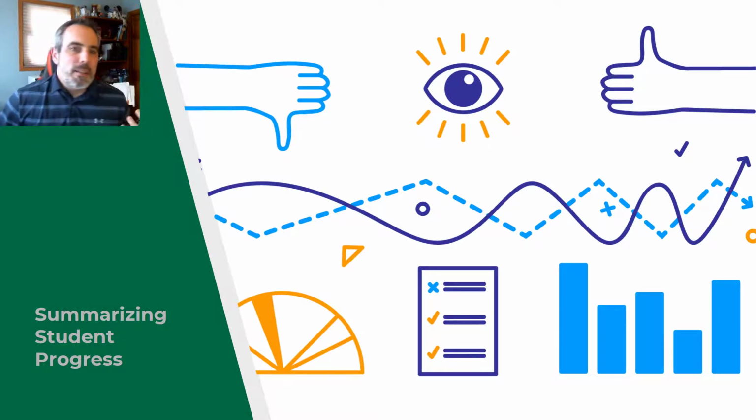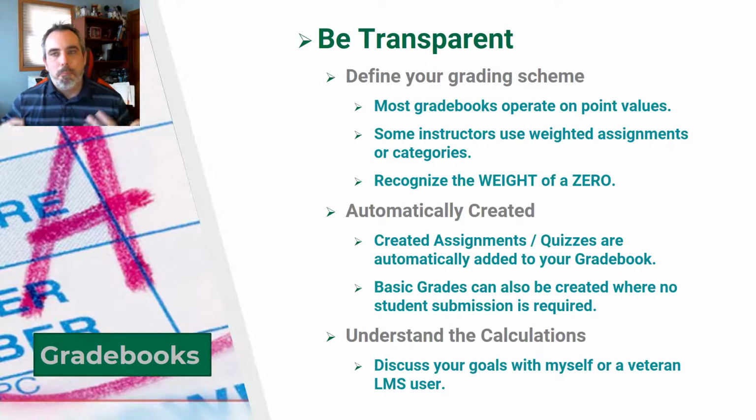The next part about summarizing student progress really is going to talk about the gradebook. My advice is to be transparent. Understand and define your point or your grading scheme. Many of our gradebooks, but not all, operate on point values, where assignments are given weights or assignments are given points and are scored out of that many points.